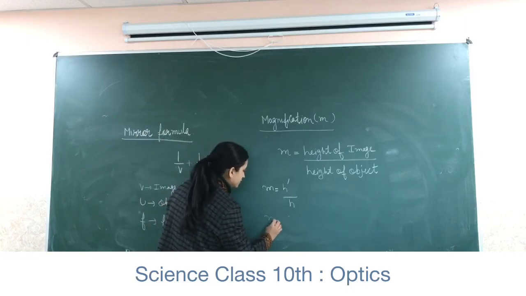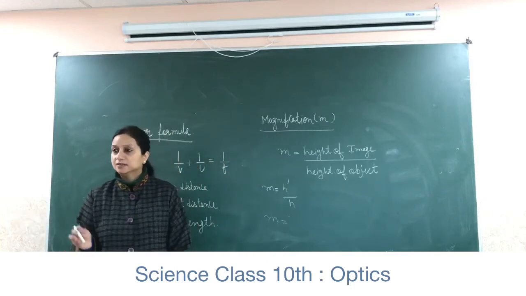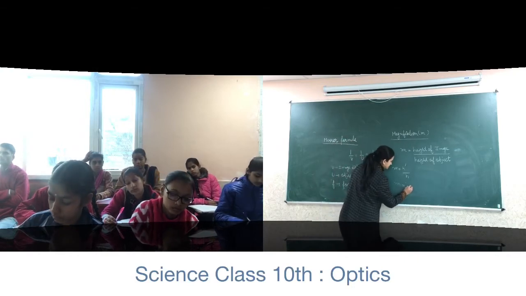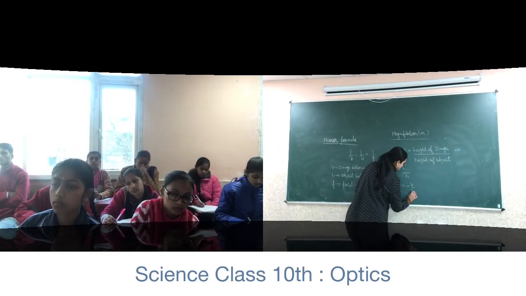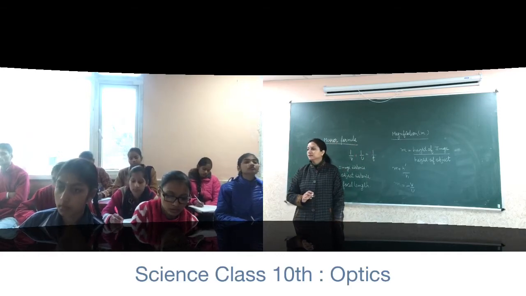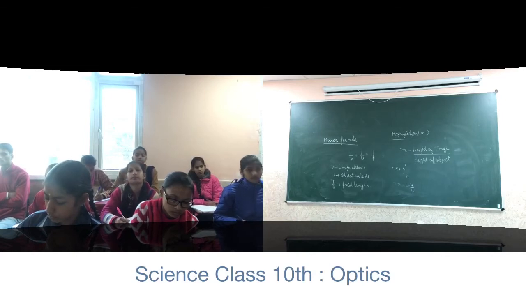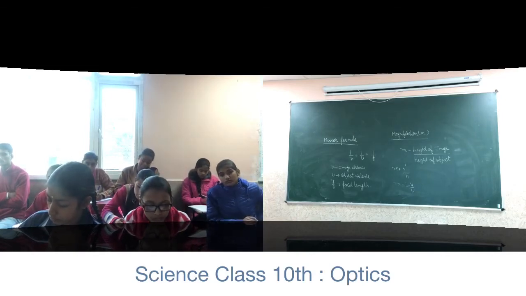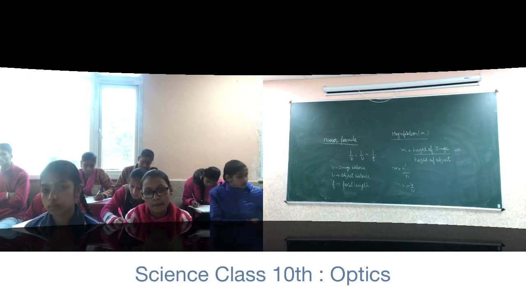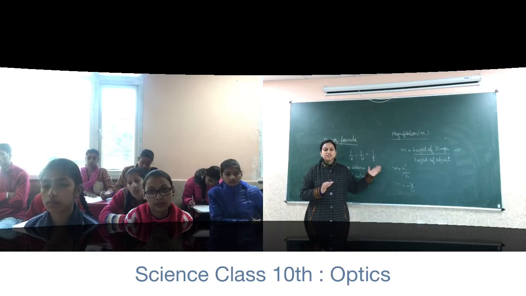Now after the magnification, there is another formula for magnification. That magnification is also given in terms of the distances of image and the object. So magnification is minus V upon U. Okay? This is another formula for magnification, where V is the image distance and U is the object distance. Okay? Now, in this magnification, what is the significance?